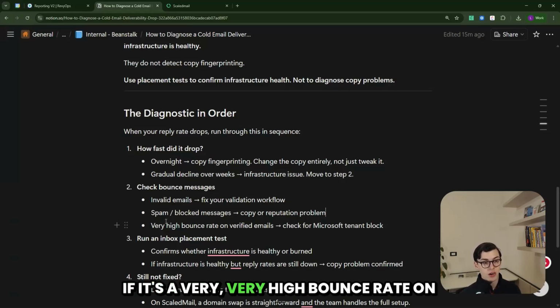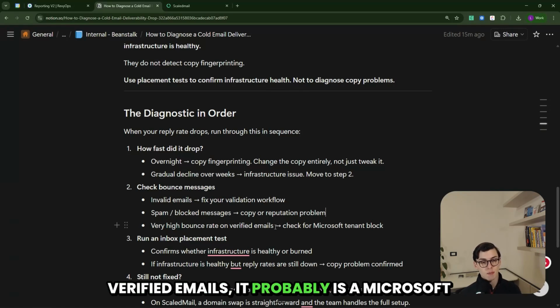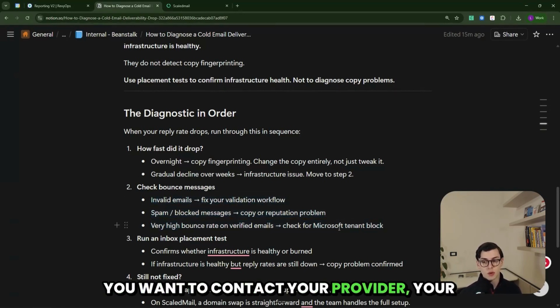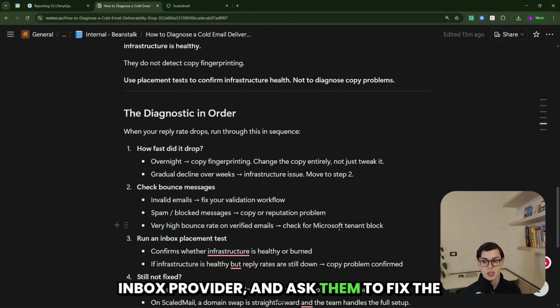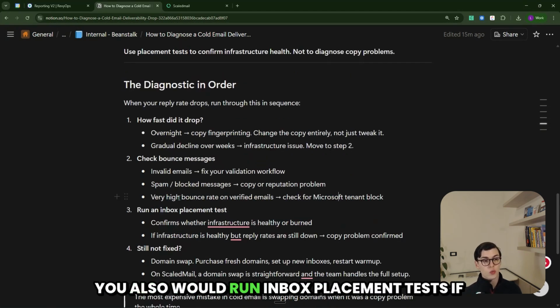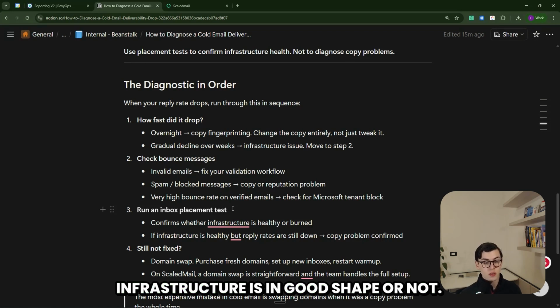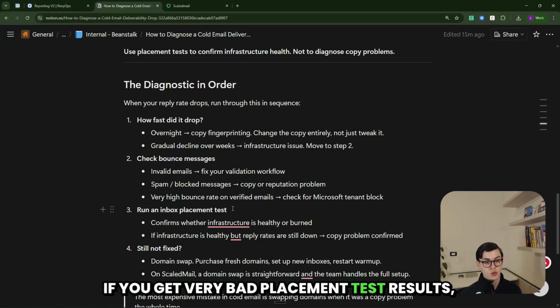If it's a very, very high bounce rate on verified emails, it probably is a Microsoft tenant block. You want to contact your inbox provider and ask them to fix the tenant block. You will also run inbox placement tests if you're getting an infrastructure deliverability problem, right? So you want to confirm whether the infrastructure is in good shape or not. If you get very bad placement test results, you might want to consider replacing the infrastructure.